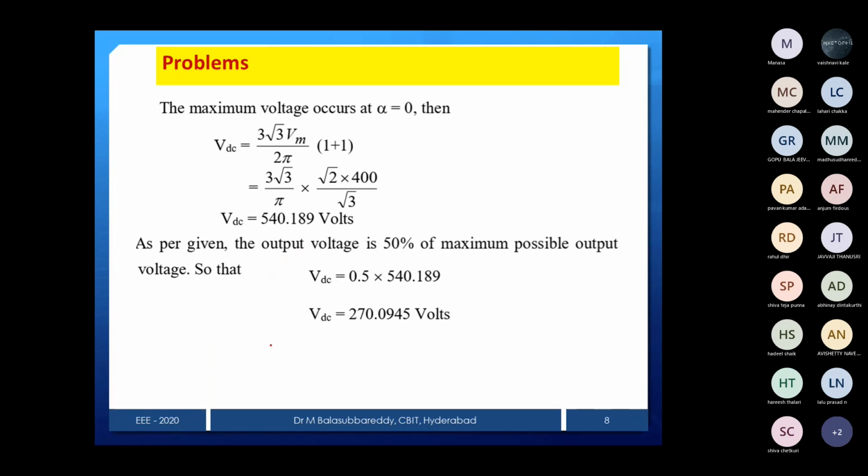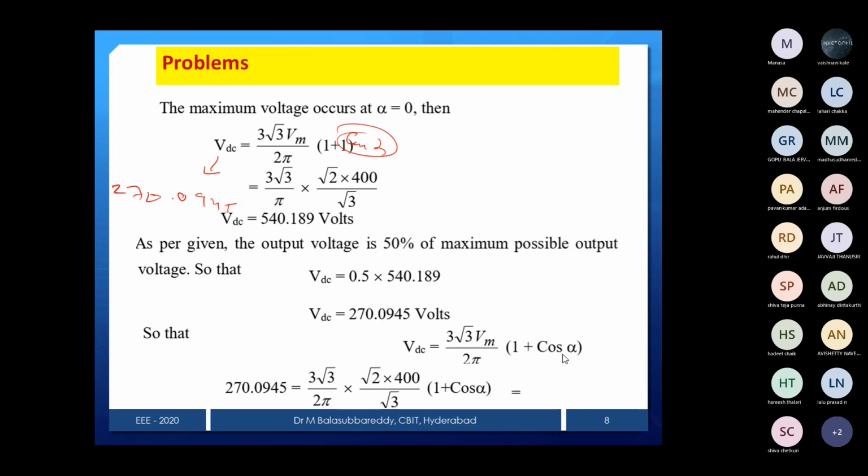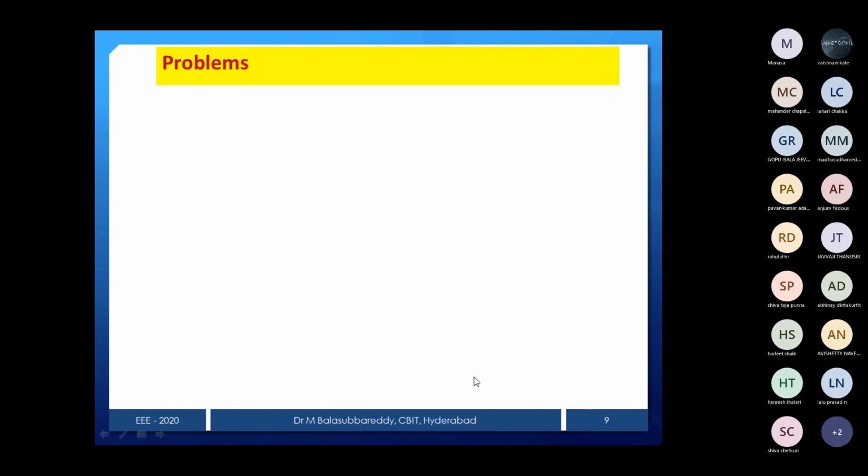Again, the same expression you can use. VDC is known now, only the unknown parameter is alpha. Then use this formula. Here this value is now 270.0945. As usual, this plus 1 plus cos alpha. That's all. So only cos alpha is unknown. That is the same formula, because now VDC is 270 point this, plus this into 1 plus cos alpha. Cos alpha is equal to something, we will get alpha is equal to cos inverse of that. So that is the case of alpha. Now we got it, alpha is equal to 90 degrees. That is the first bit.